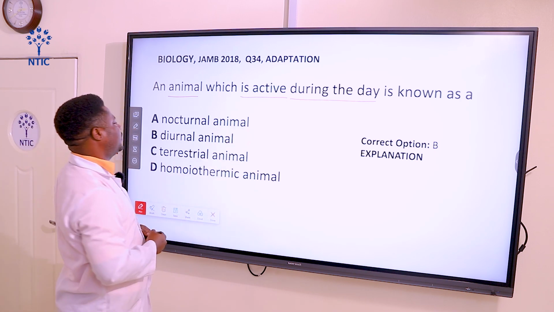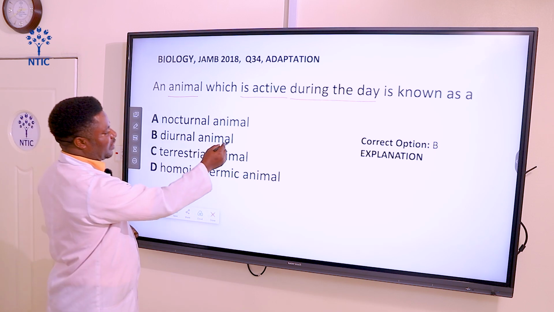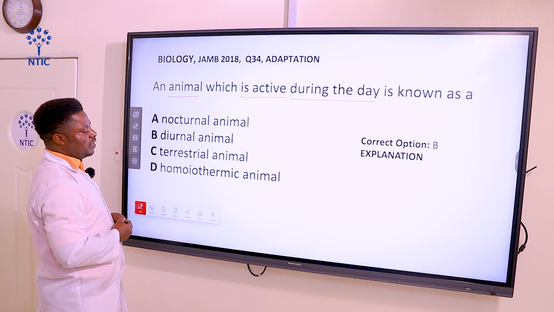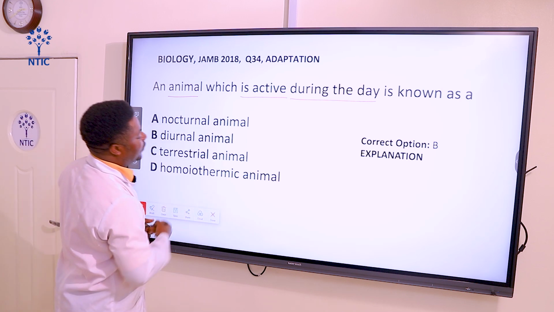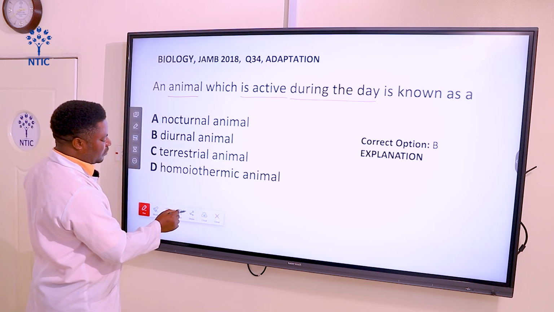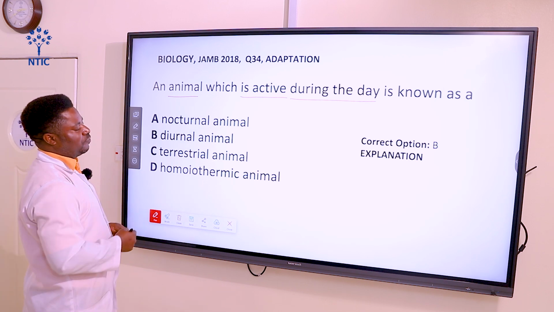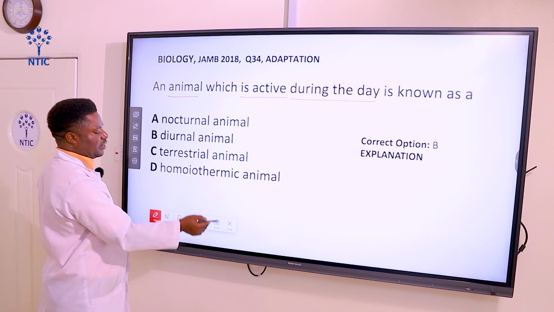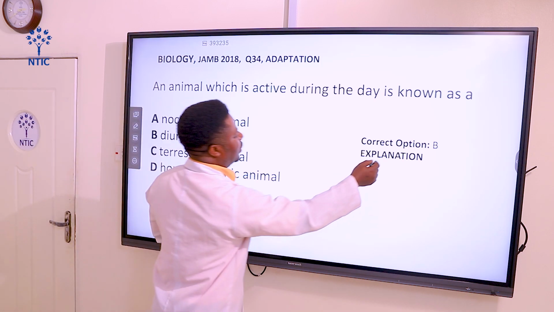A nocturnal animal is active at night. A diurnal animal is active during the day. A terrestrial animal is an animal that lives on land. A homothermic animal is able to regulate its body temperature irrespective of the prevailing temperature of the day. So our correct answer here is B, which is diurnal animal.